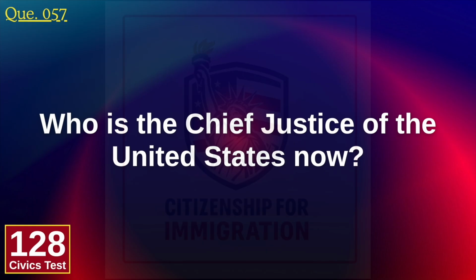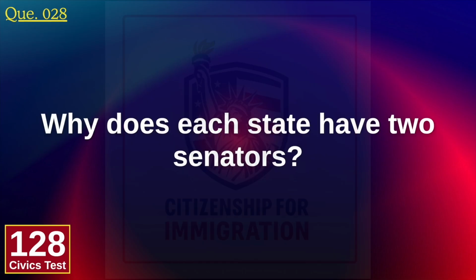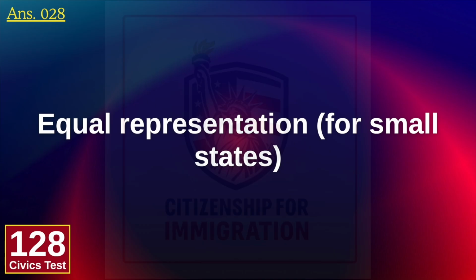Who is the Chief Justice of the United States now? John Roberts. Why does each state have 2 senators? Equal representation for small states.